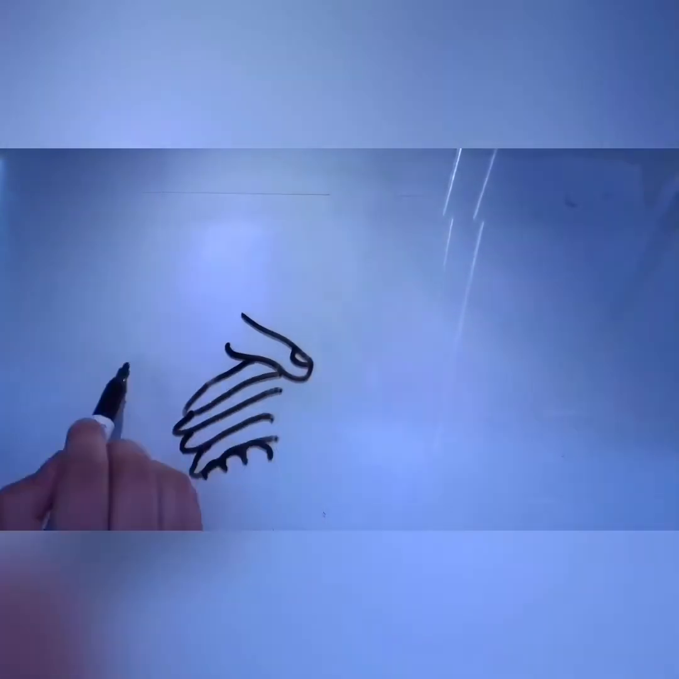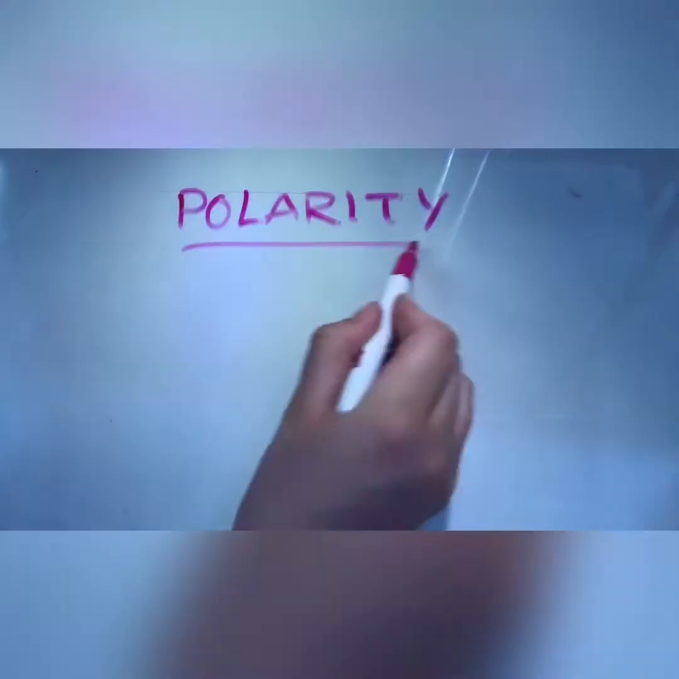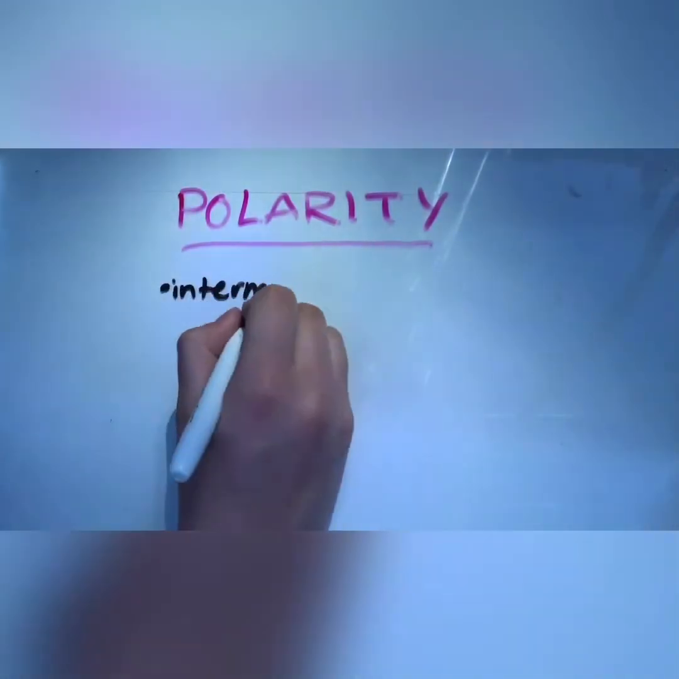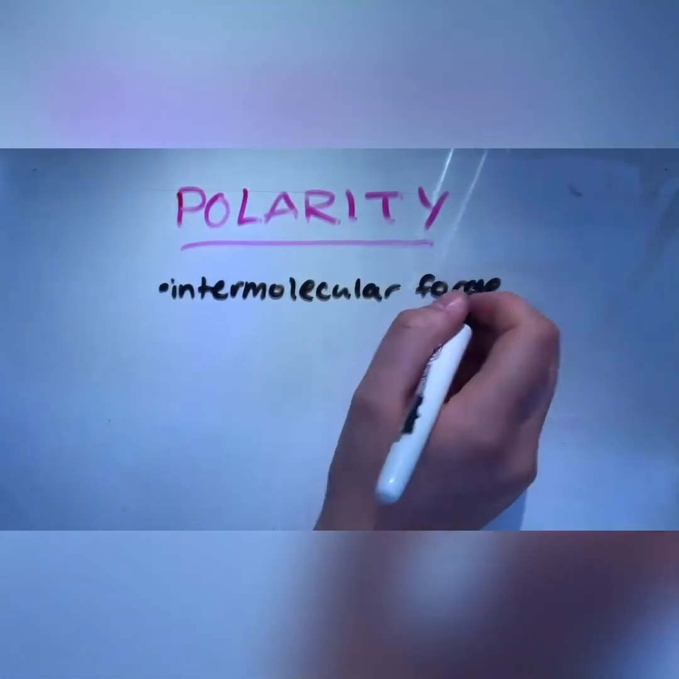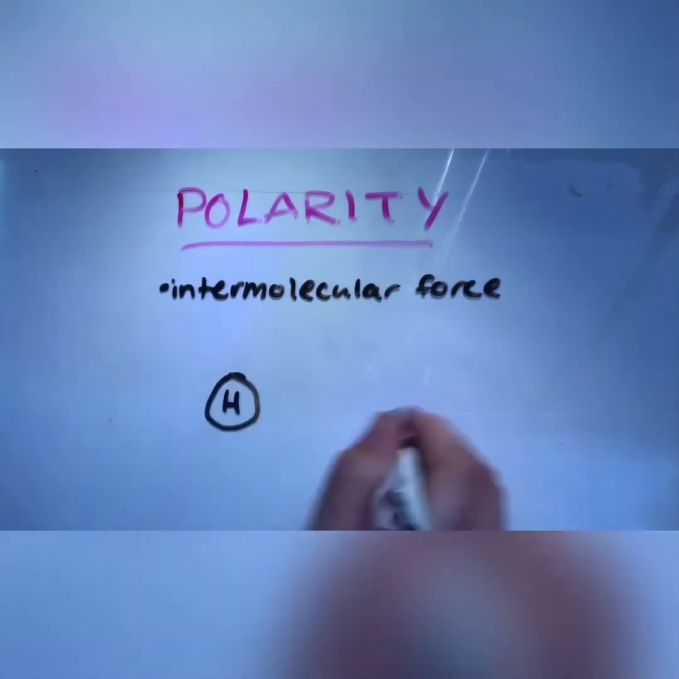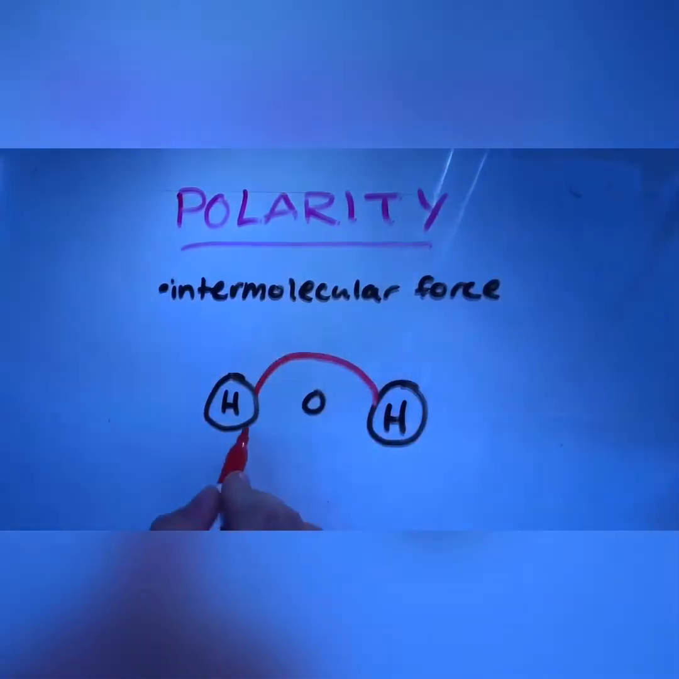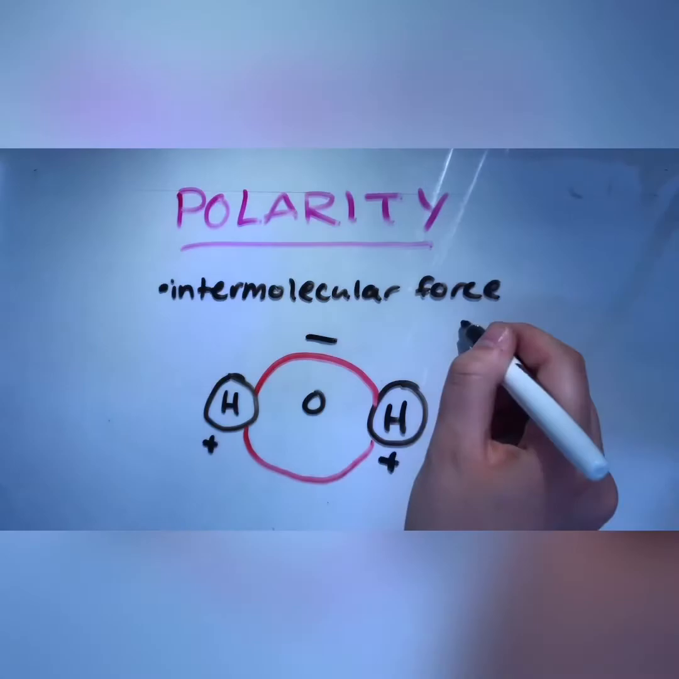A big factor in hydrogen bonding is polarity. Polarity is the intermolecular force between the slightly positive charged end of one molecule to the negative end of another or the same molecule.